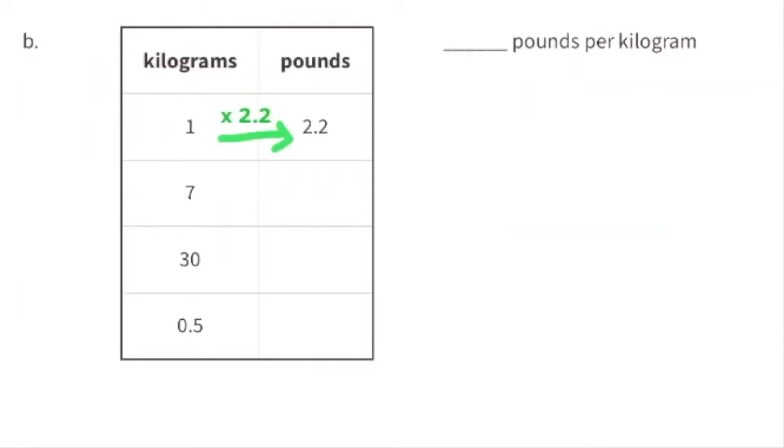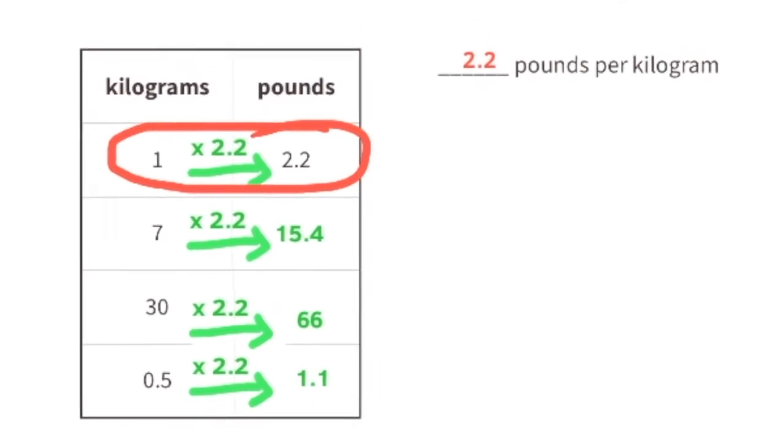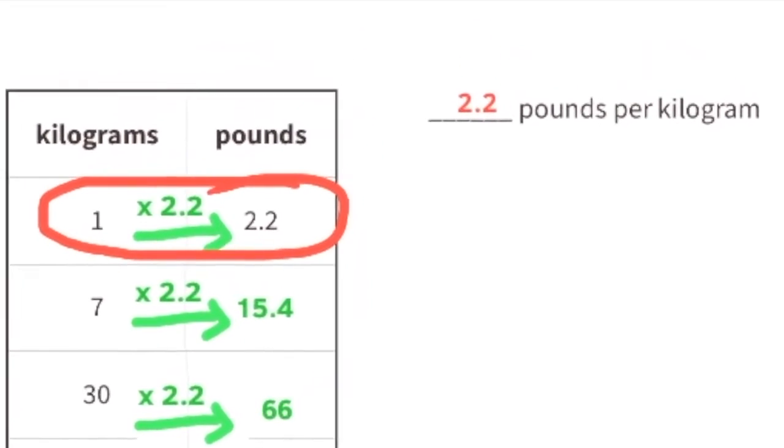1 kilogram times 2.2 equals 2.2 pounds. 7 kilograms times 2.2 equals 15.4 pounds. 30 kilograms times 2.2 equals 66 pounds. And 0.5 kilograms times 2.2 equals 1.1 pounds. This is 2.2 pounds per kilogram.